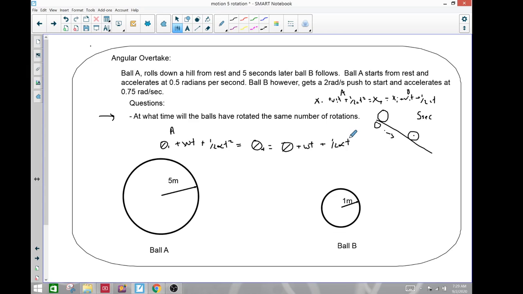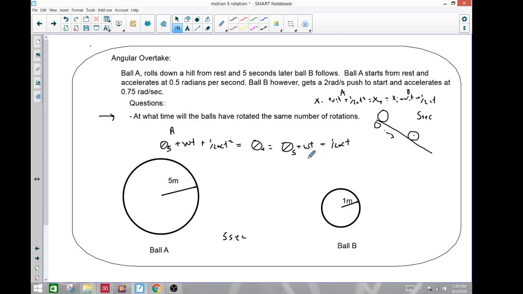So we're looking at this 5 seconds in. Where it says initial is really 5 seconds. That should be a 5 here, and this should be a 5 here. Remember, that 5 is just a little subscript, meaning what's the rotation at 5 seconds? Okay, so we're looking for what time.